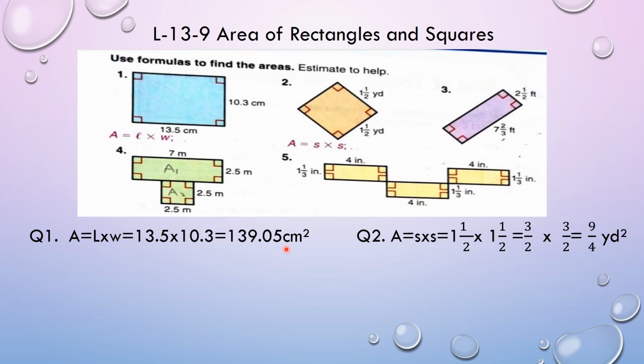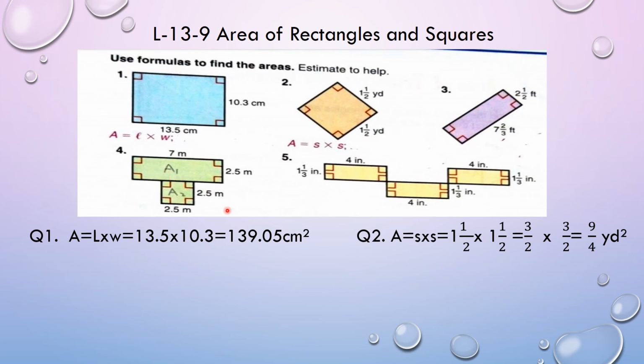And in question number 2, side into side. Then the side is 1 and a half. Then convert into an improper fraction. 2 is multiplied by 1, 2 plus 1, 3. So 3 by 2 into 3 by 2 is 9 by 4 yard square. I think this one is clear. It is easy. Then in these two, a complex.